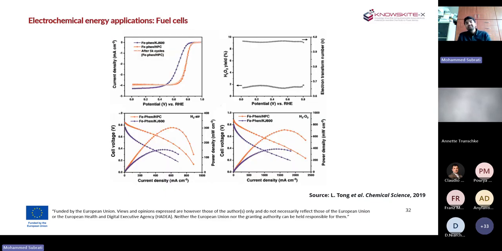And of course, as I said, the HPC yielded much better results than the carbon black. As you can see in the figure on the top right, you have a peroxide yield of 2%, which corresponds to a very nice, high electron transfer number, nearly 4.